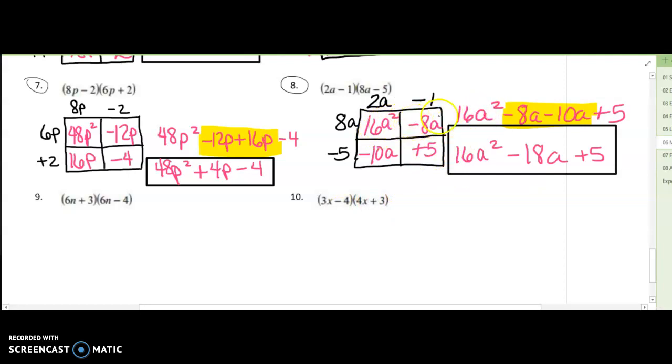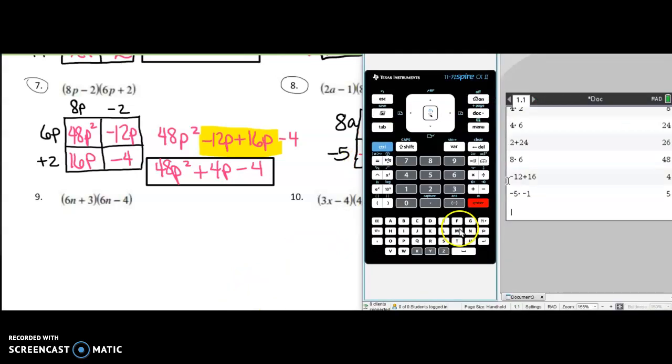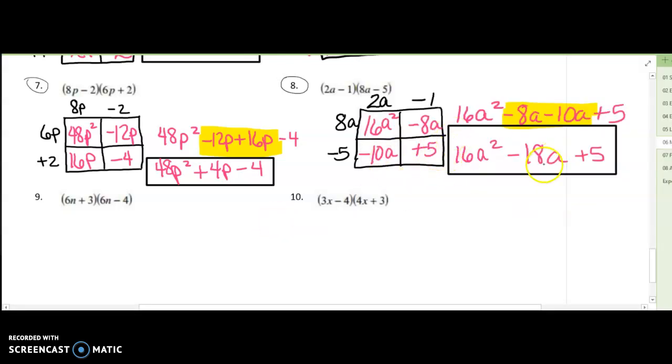16a squared minus 8a minus 10a plus 5, the negative 8 plus negative 10. There's so many students that are like, but I thought a negative and a negative made a positive. Well, not if you're adding them, okay? So remember that whenever you're adding them, you're adding 10 negatives to another 8 negatives. So you have 18 negatives, okay?